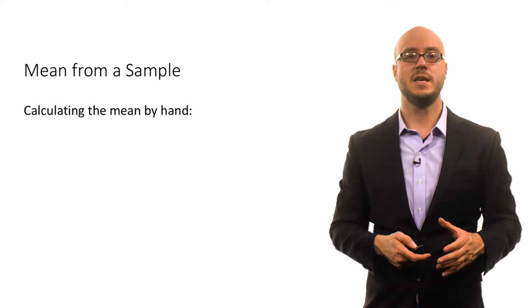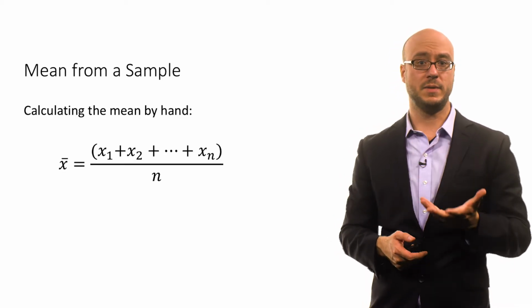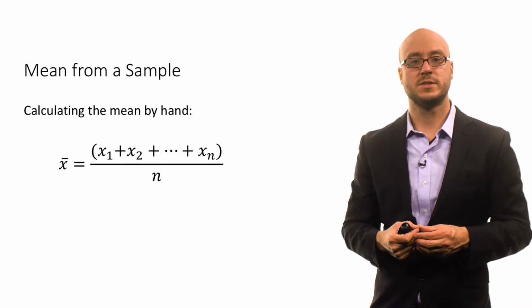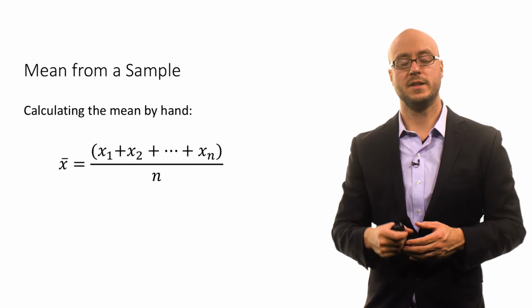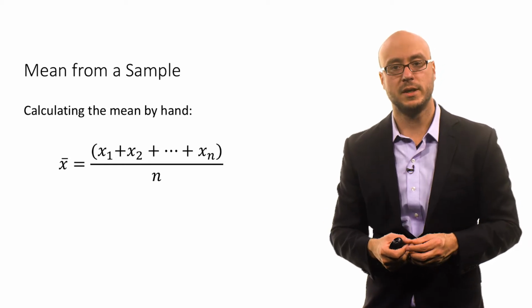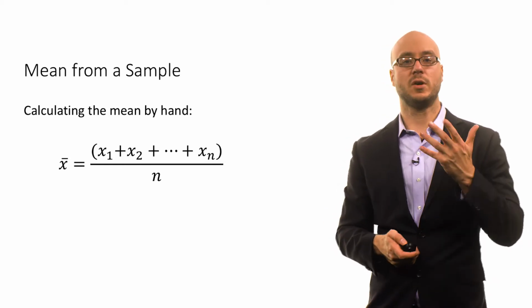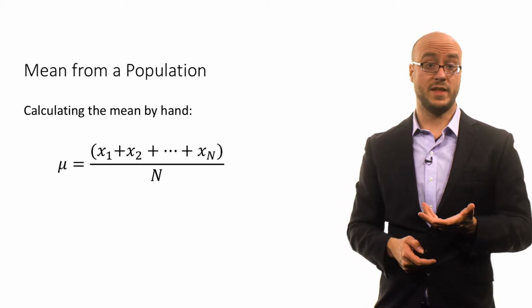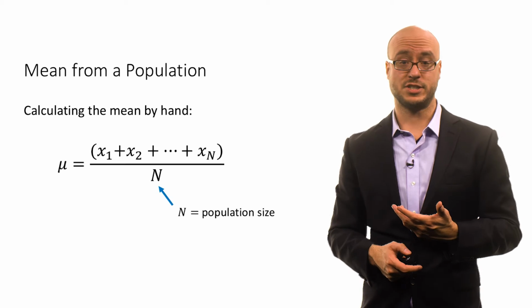So let's look at a mean from a sample. This is how you calculate the mean by hand. You just take each of these values from some numerical variable, divide by the total sample size, denoted by lowercase n, and we call it x bar. That's the sample mean. You can also calculate the mean of a population if that happens to be a data set. Right? The notation is just slightly different.